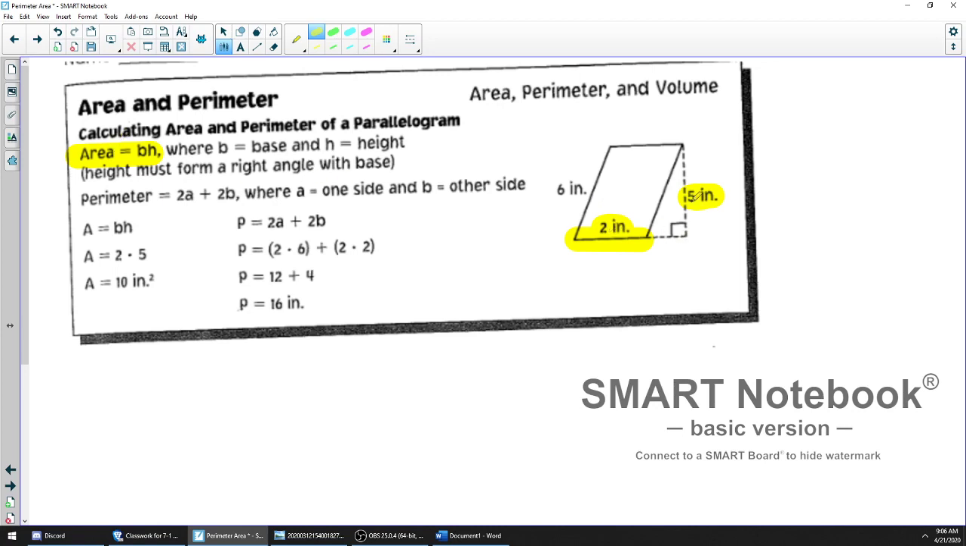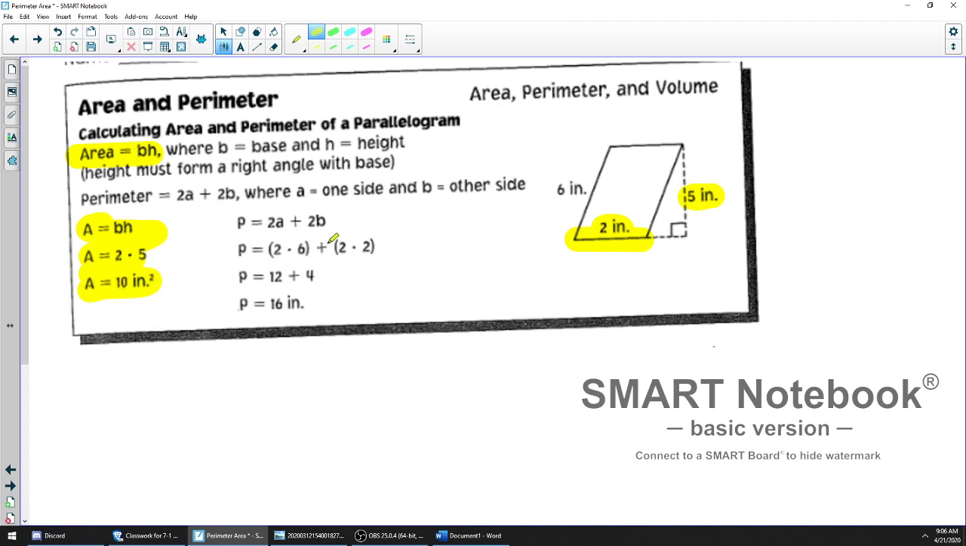And what do we do with these two numbers? Area, we multiply them together. Okay? So if you look right here, area equals base times height. What's my base? 2. What's my height? 5. I multiply them together and I get 10 inches squared.